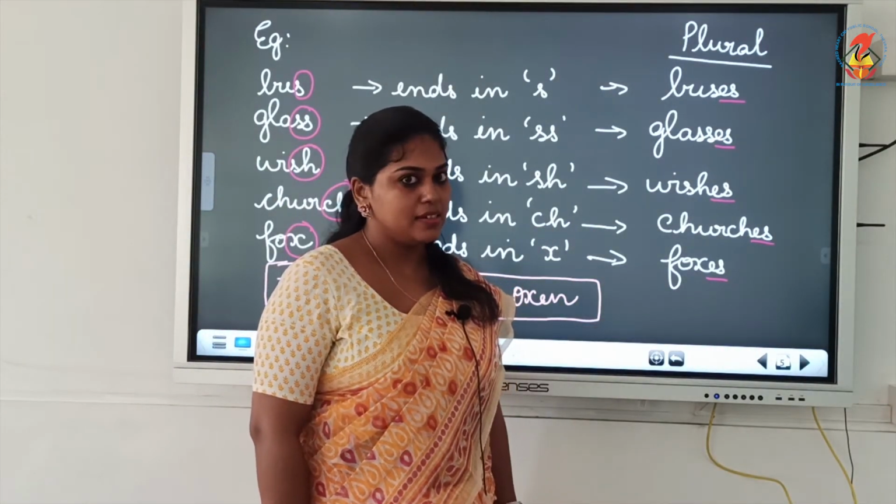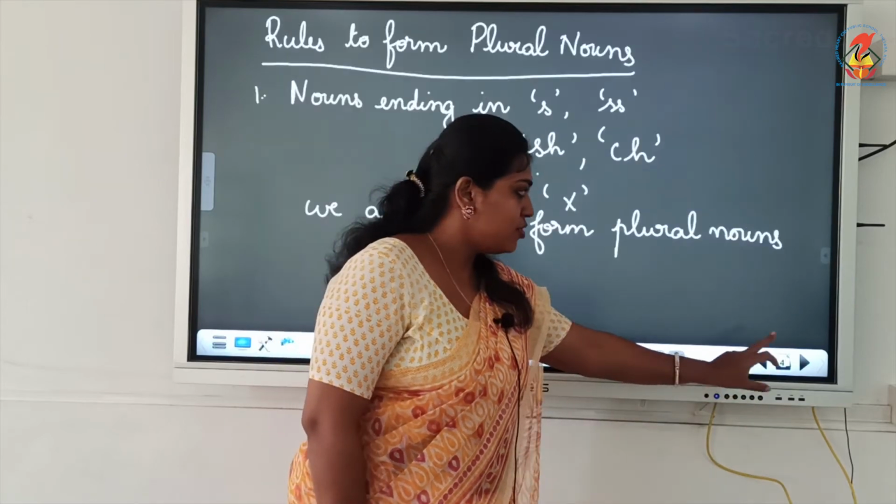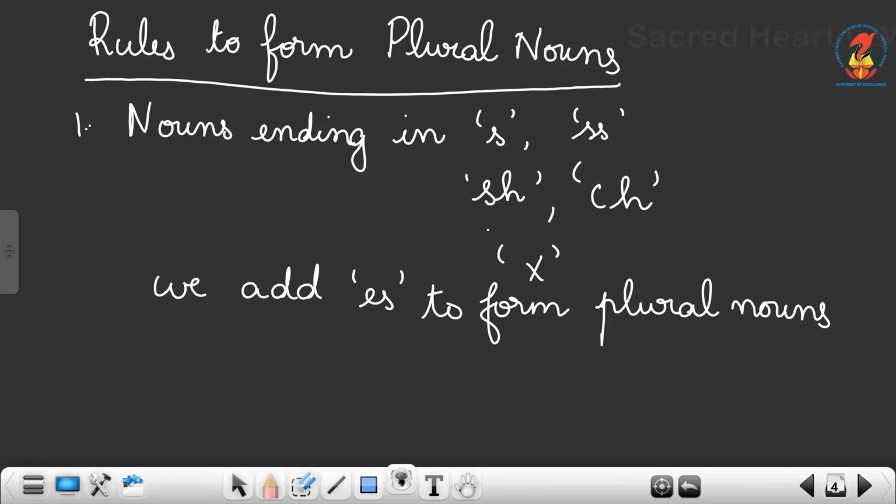Is that clear? So, what is the rule, children? If the noun ends with s, sh, ch, or x, you have to make it plural by adding es. Learn it in this way itself. So, you pair it and learn so that it will be easy for you.